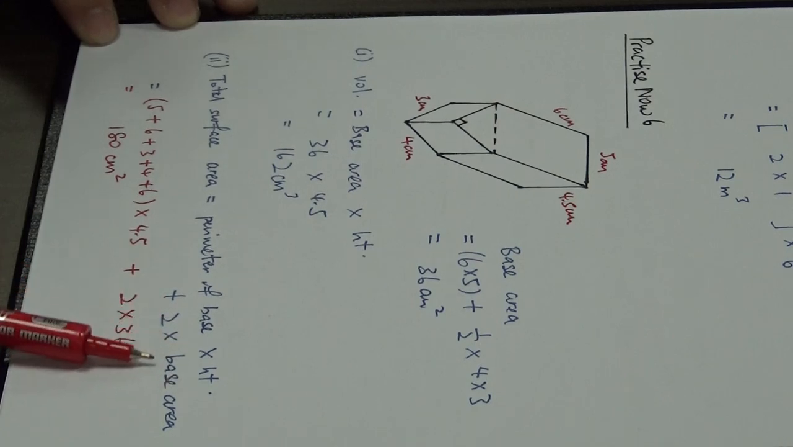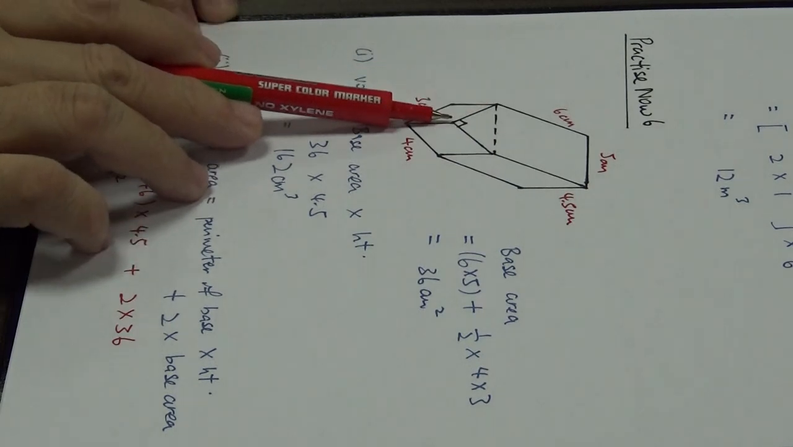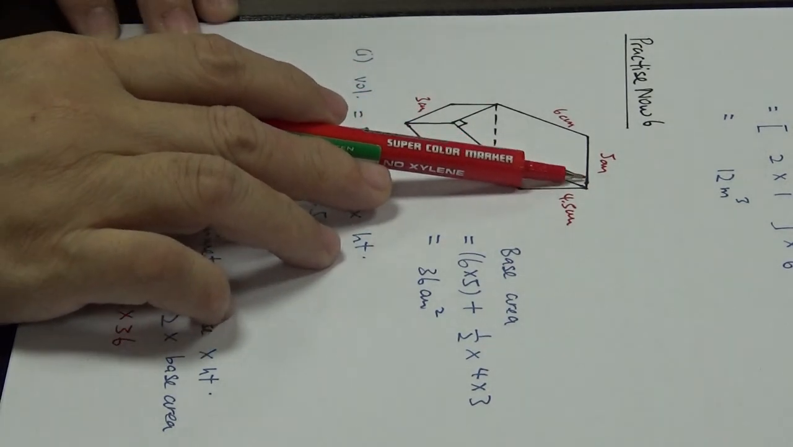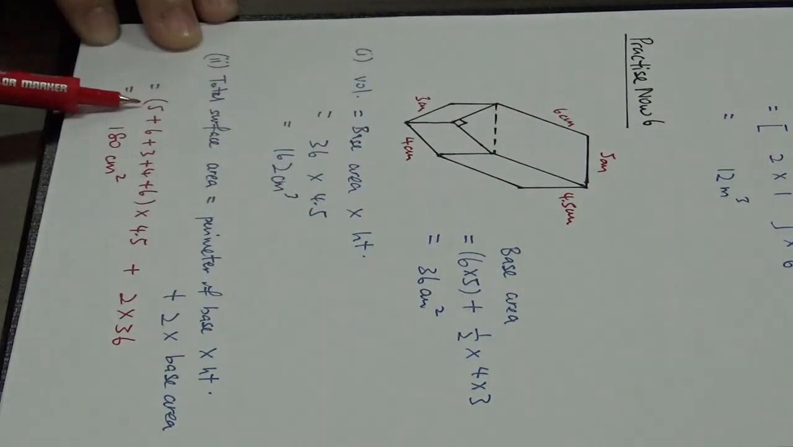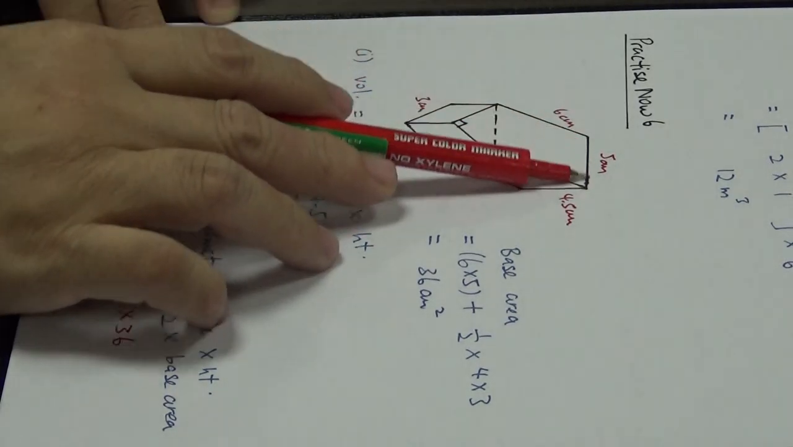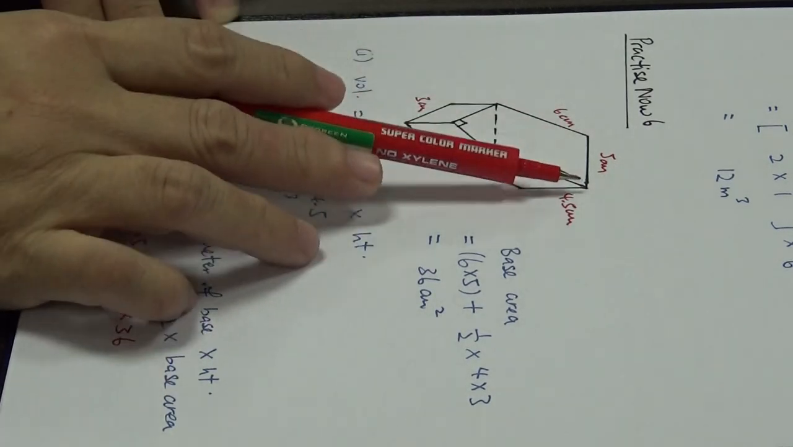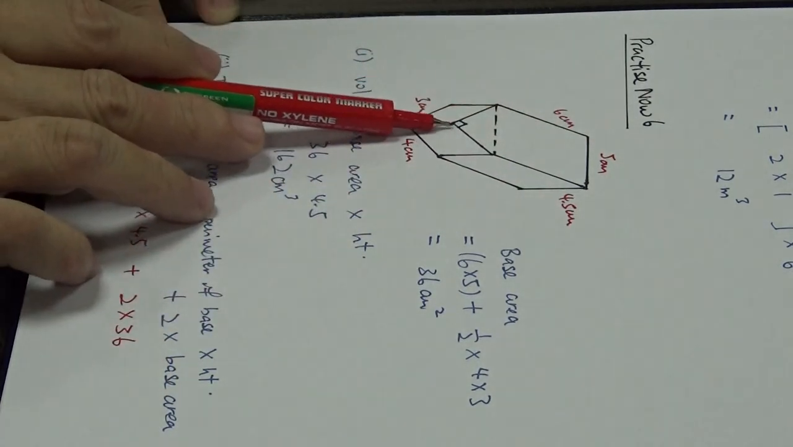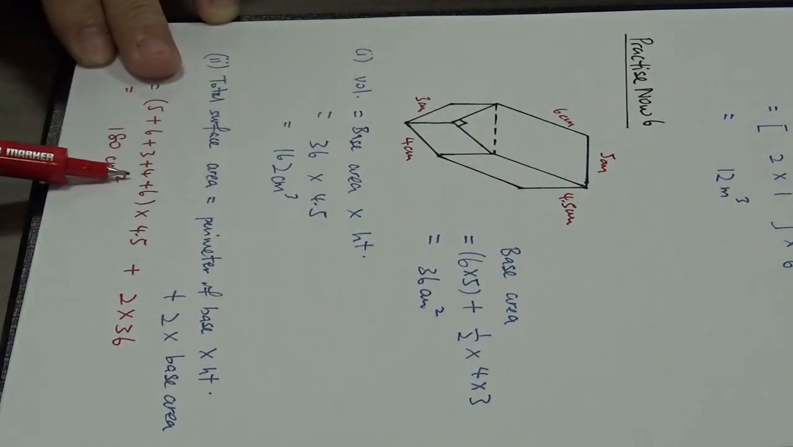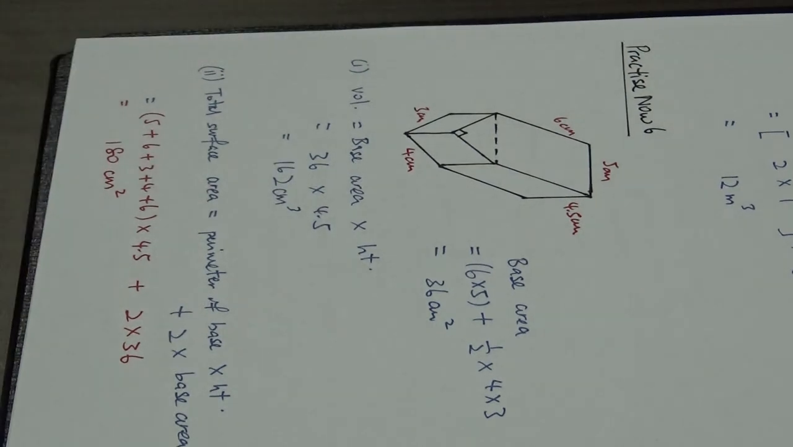Okay? Now, for the total surface area, do not forget that it's perimeter of base times height plus 2 base area. Perimeter of base will be 3 plus 4 plus 6 plus 5 plus 6. That means I take all the sides here. Okay? Repeat. 5 plus 6 plus 3 plus 4 plus 6. That will be the perimeter of the base times the height, which is 4.5. That will take care of all the lateral faces of the prism.